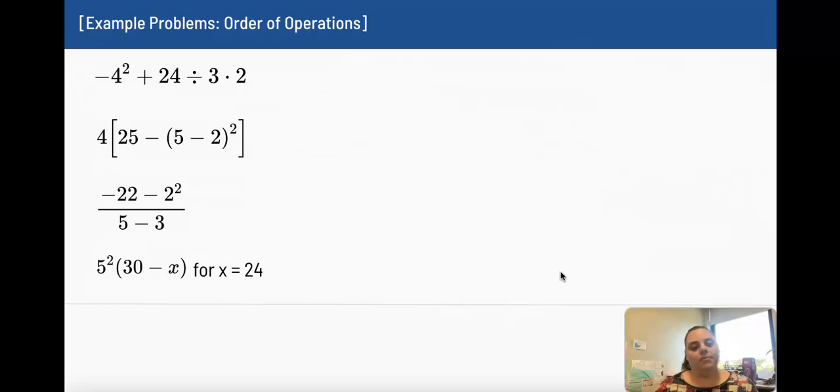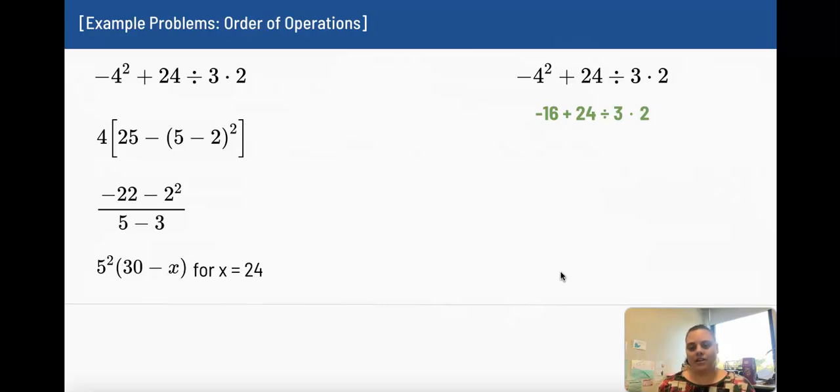Let's take a look at a couple examples. I'll do the first two, and then you try the second two, and then check to see if you're right. So with the first two, -4 squared plus 24 divided by 3 times 2. We don't have any parentheses or grouping symbols we need to worry about, but we do have an exponent. When we evaluate that exponent, remember we're just squaring the 4, and 4 times 4 is 16. So we have -16, then plus 24 divided by 3 times 2.